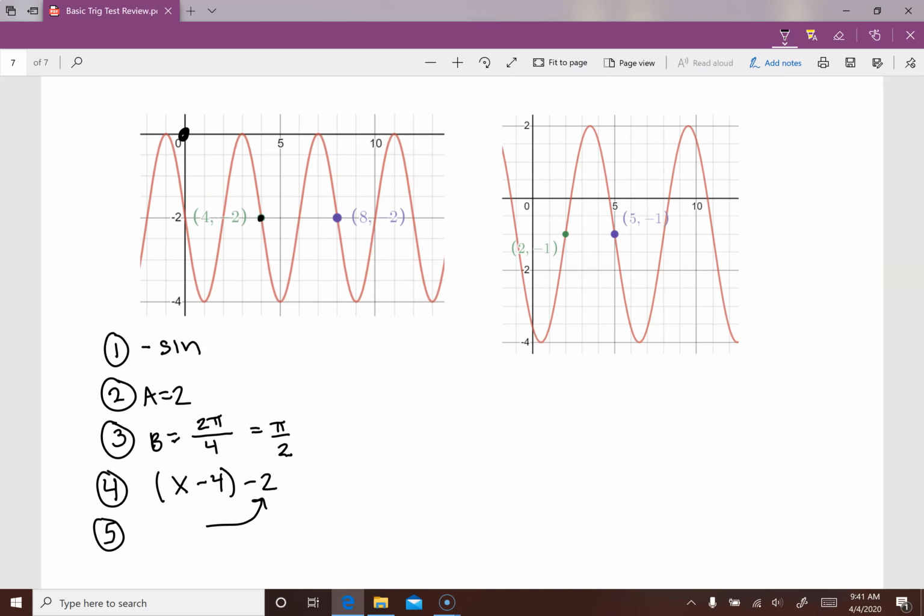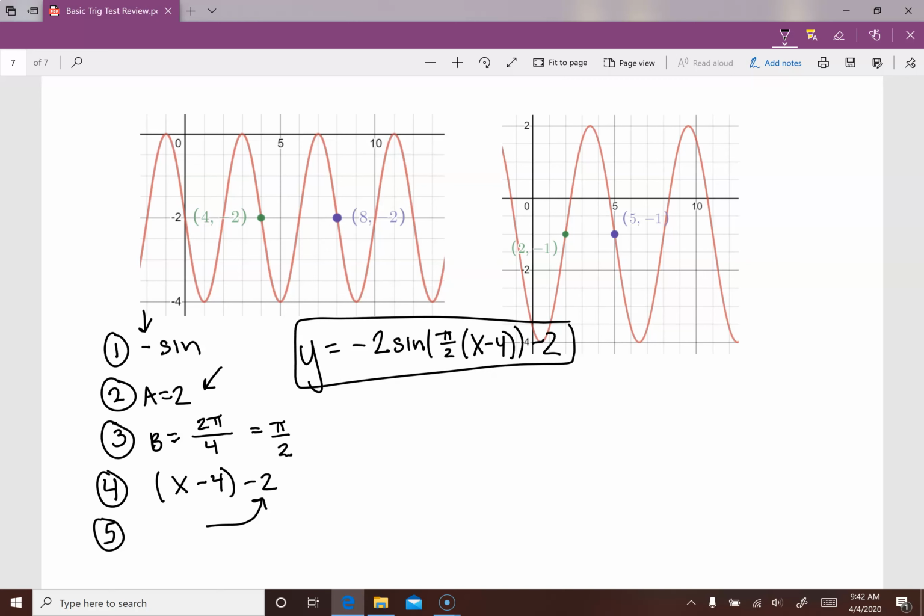Last step really is to write our final formula. So that's going to give me y equals a negative, because I know it's negative from step 1, and then 2 for my amplitude, sine pi over 2 times x minus 4, and then close that parentheses, and then we've got a, oops, excuse me, a -2. There we go. All right, last problem here.